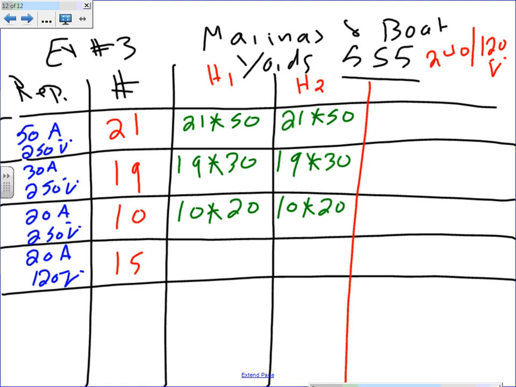So I'm going to put 8 receptacles here. Let me use a different color here because that's really the difference. 8 receptacles here multiplied by 20 amp. The leftover will be what? 7 receptacles multiplied by 20 amp. You see, the only difference is the red one because they're 120. Anything 250 goes across the two hots, no problem.